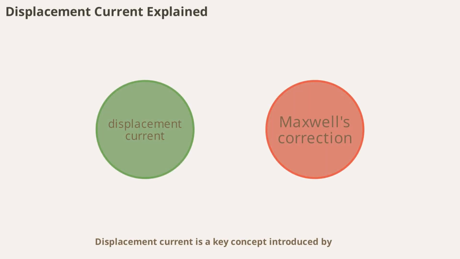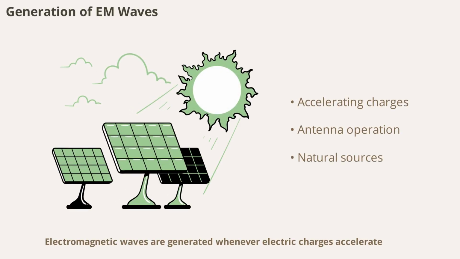Displacement current is a key concept introduced by Maxwell to address a gap in Ampere's law. It refers to the changing electric field in a region which acts like a current and produces a magnetic field, even in the absence of actual charge flow. This idea was essential for the consistency of Maxwell's equations and for predicting the existence of electromagnetic waves. Displacement current bridges the gap between static and dynamic fields, allowing for the seamless propagation of EM waves through both conductors and insulators. Electromagnetic waves are generated whenever electric charges accelerate.